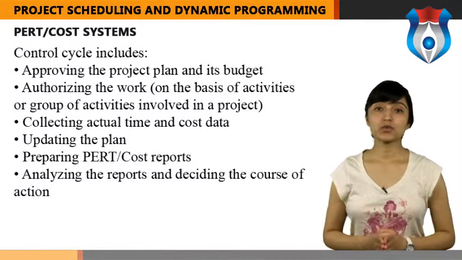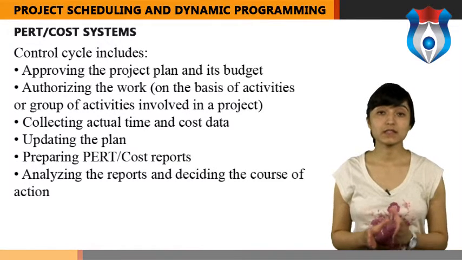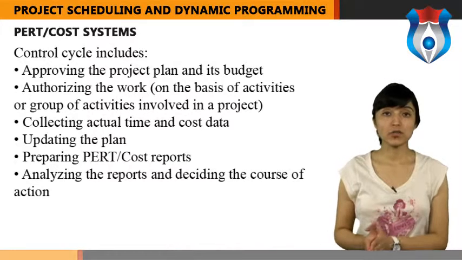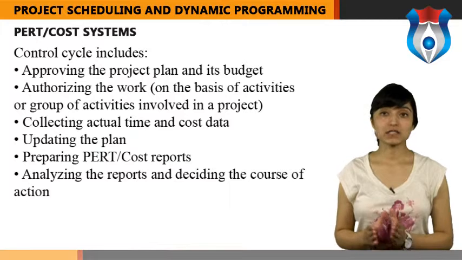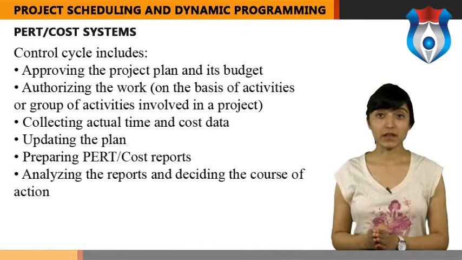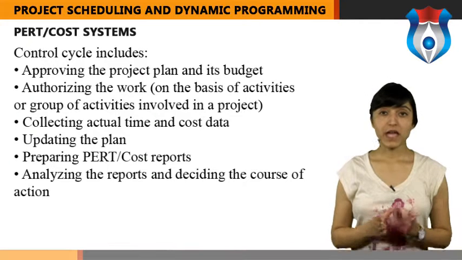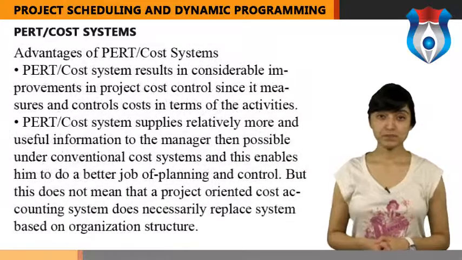Control cycle includes approving the project plan and its budget, authorizing the work on the basis of activities or group of activities involved in a project, collecting actual time and cost data, updating the plan, preparing PERT cost reports, analyzing the reports and deciding the course of action.